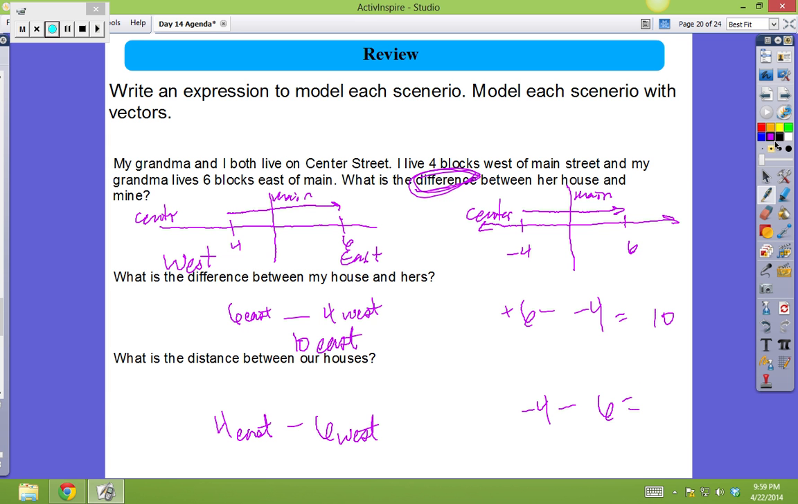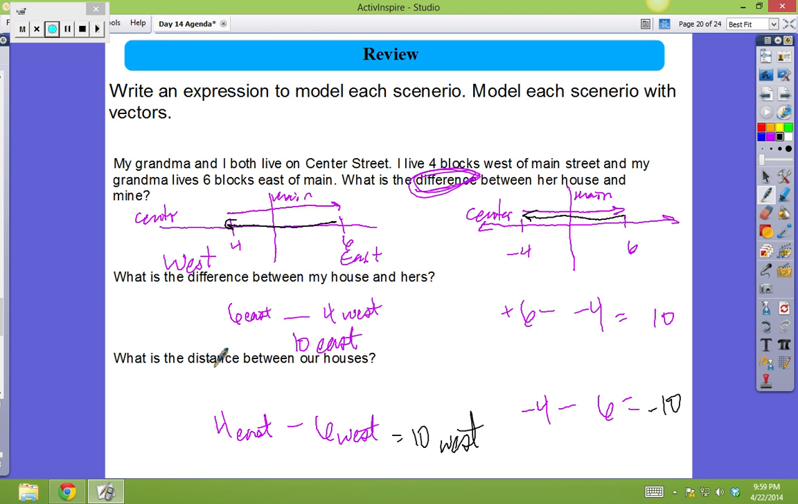Okay, now this means we're going to start at her house and go to my house. And she's going 10, but she's going in the negative direction. Same thing, start at her house, go to my house. She's going 10, but she's going 10 to the west.